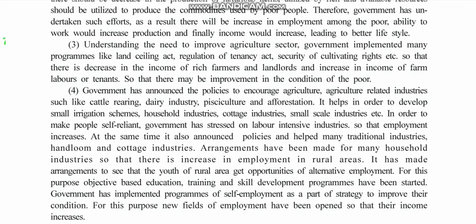Third, to understand the need for improvement in agriculture, as I told you, 60% of the population depends on the agriculture sector, and there was a need to improve it. The government implemented many programs like the Land Ceiling Act, Regulation of Tenancy Act, and Security of the Cultivated Right. These were some of the acts connected to the laborers and farmers working in the fields, so that there is a decrease in the income of the rich farmers and landlords, and an increase in the income of farm laborers and tenants.